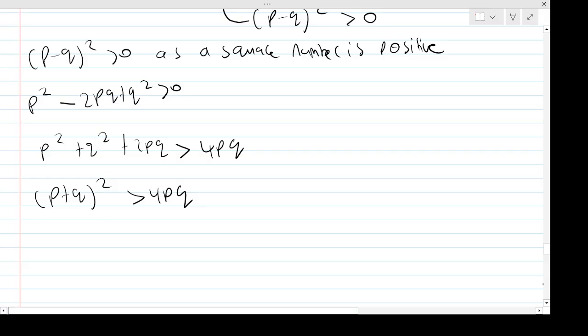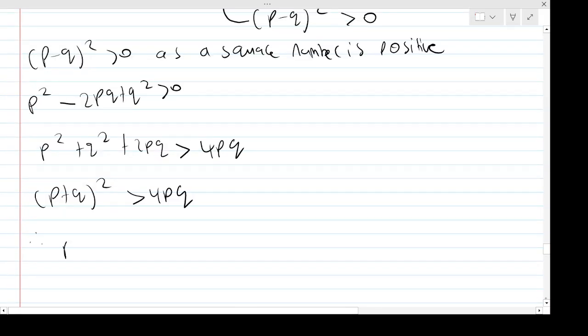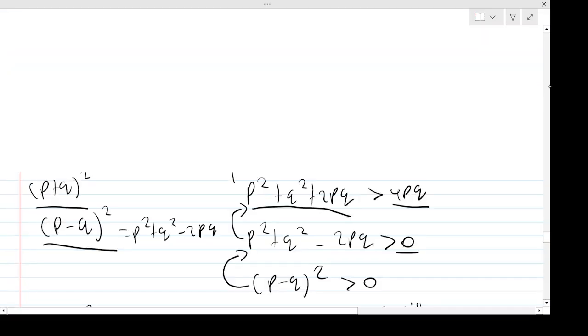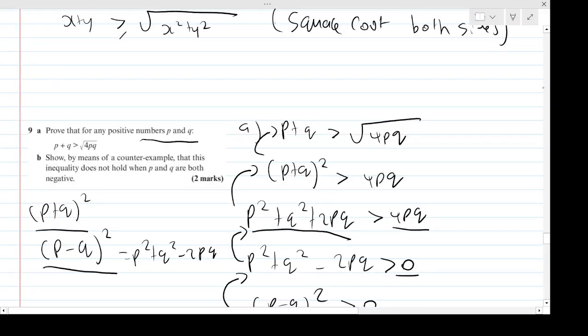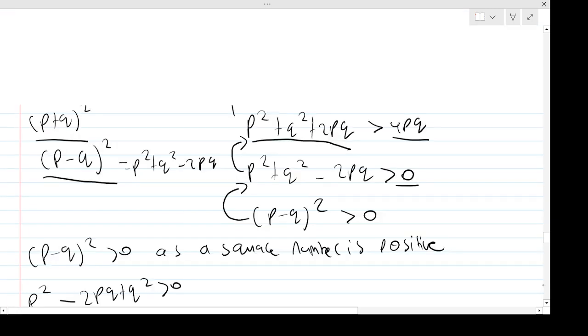You need to remember those two brackets to help you with these sort of questions. But there we are. Well then, the last step, I can see I need to square root both sides, right? So therefore p plus q is greater than root 4pq. And I'm allowed to square root both sides here because p and q are told to be positive numbers. So there we are, that's our proof. Cool. Okay, so that's part A.